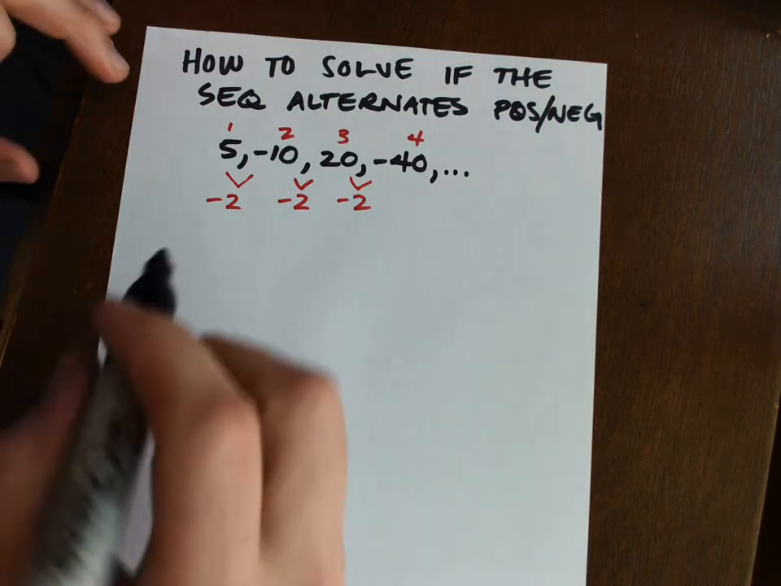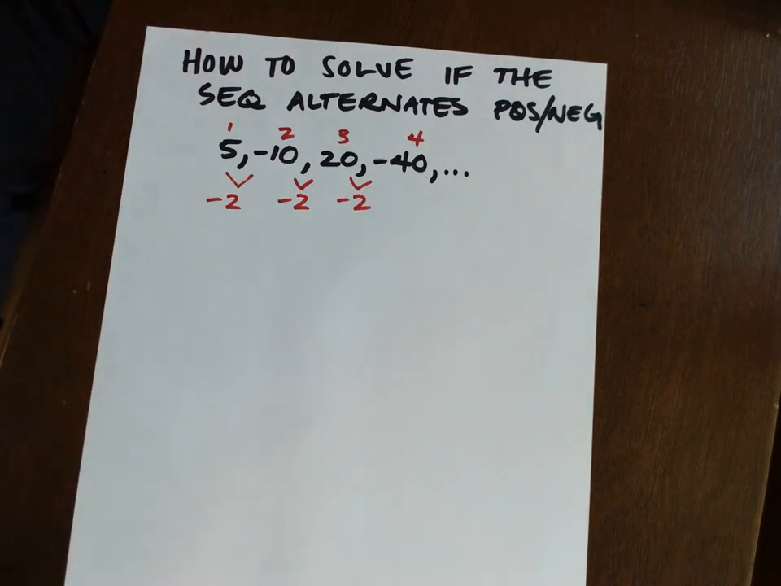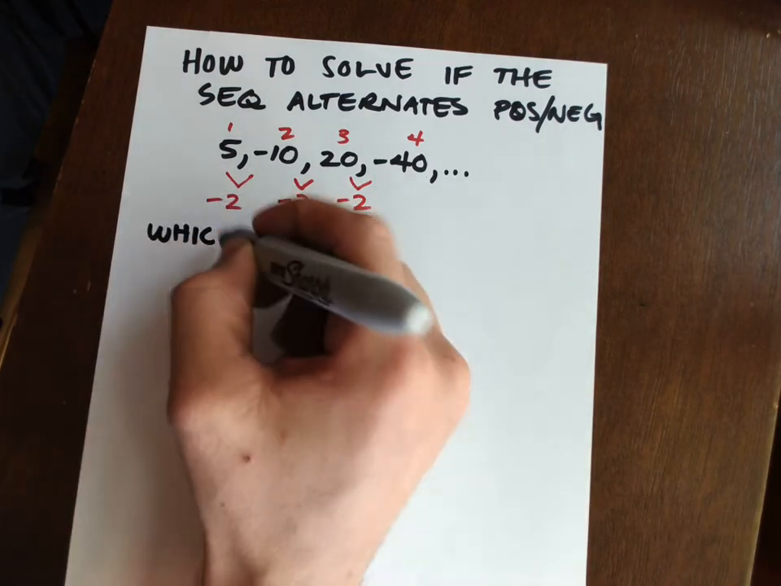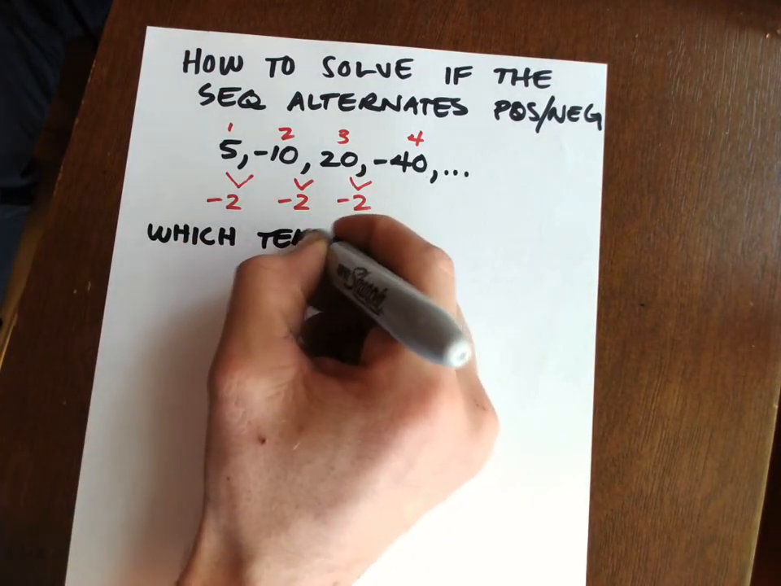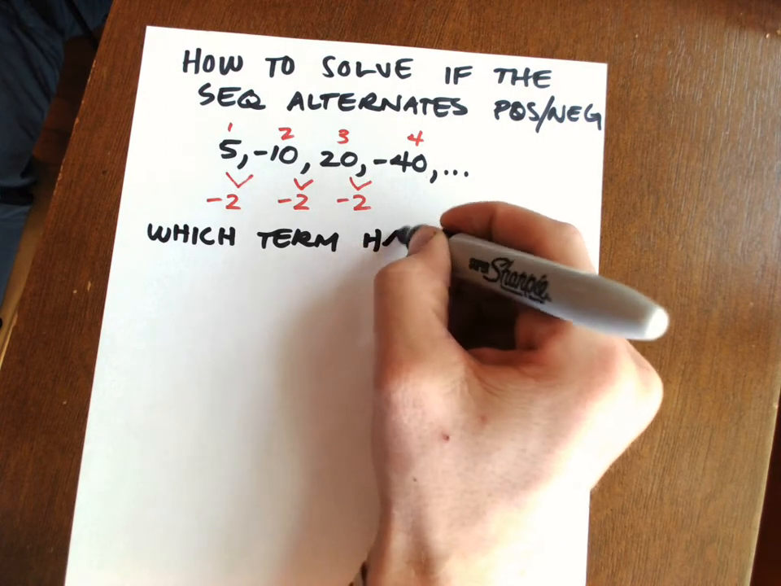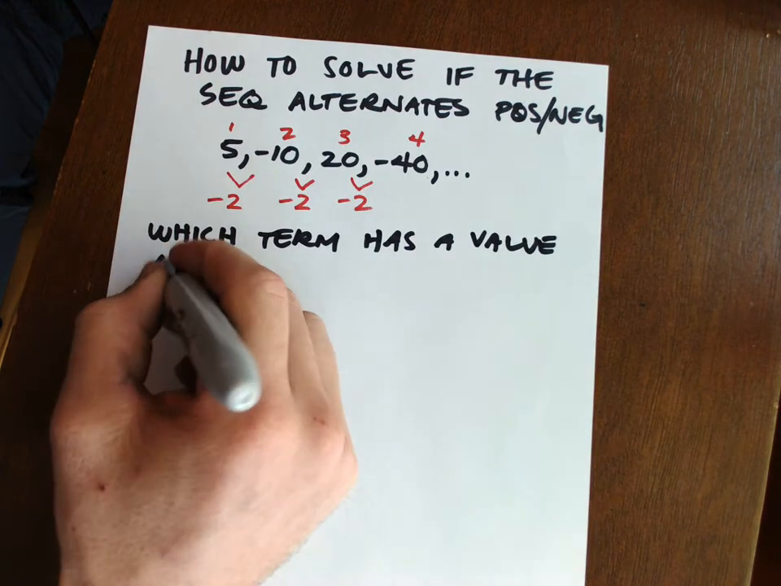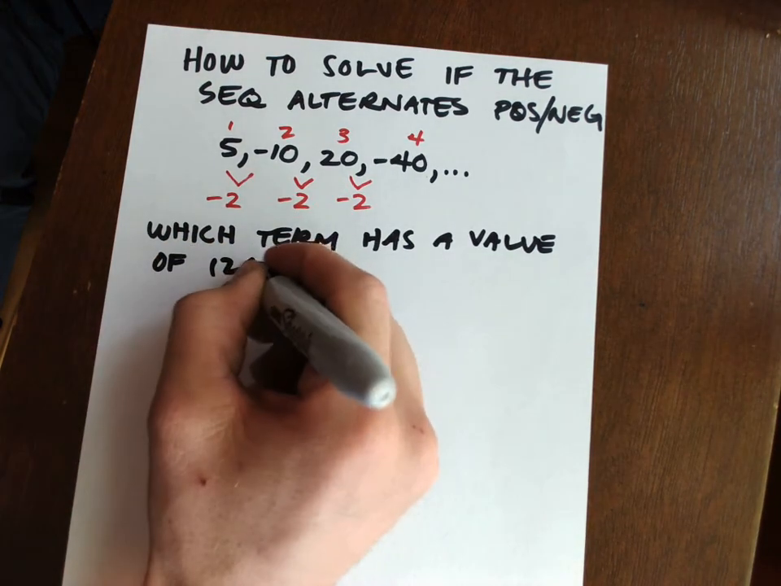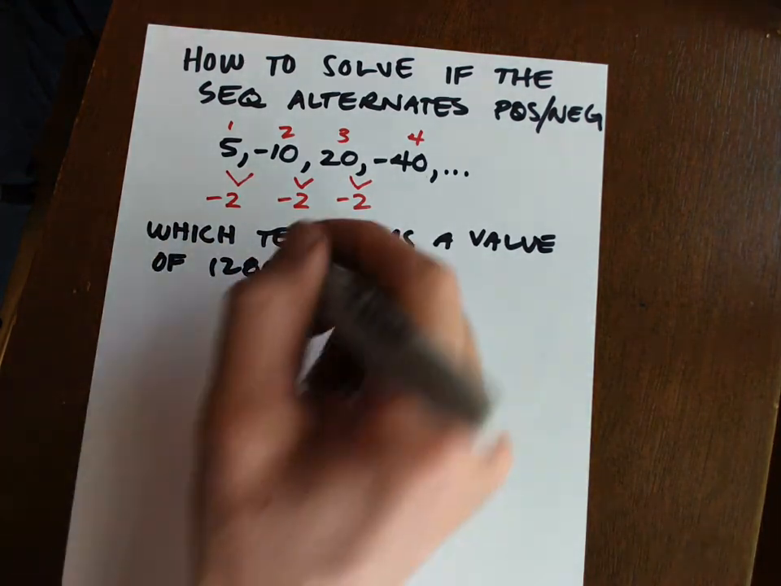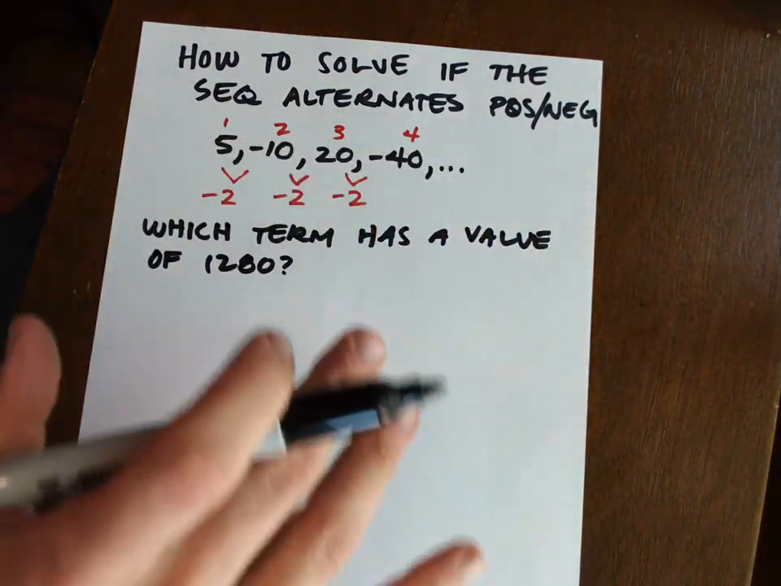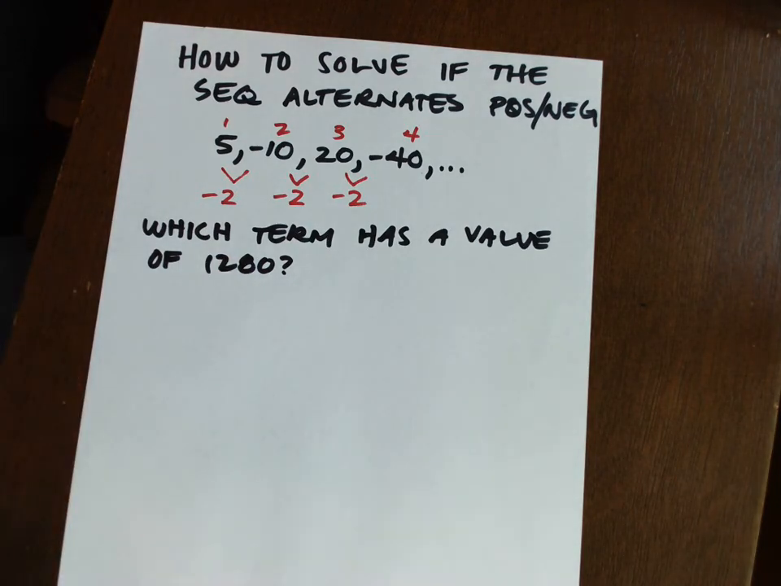So if your question is which term in the sequence is going to have the value of 1280, say, and we didn't want to just make a table out to that point, there is a more sophisticated way to do that, but we'll run into some troubles with some of our definitions.